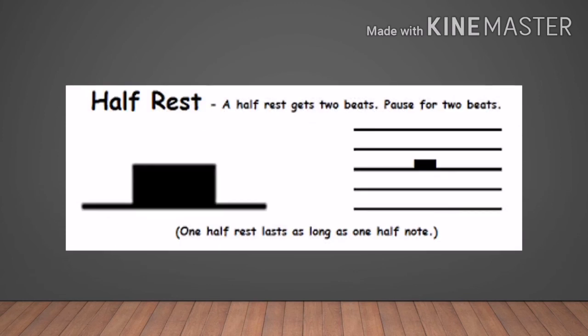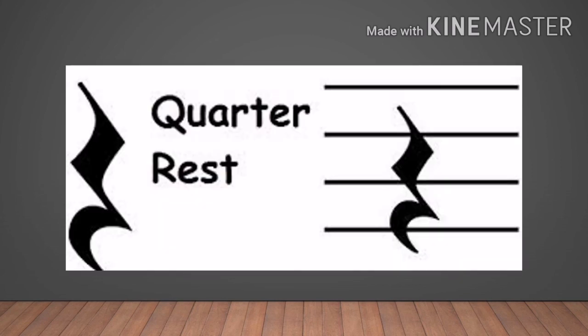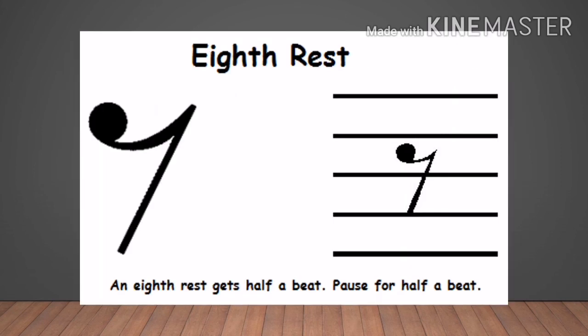This is a half rest. A half rest looks similar to the whole rest except the box is now placed above the line in a staff. It looks like a hat. A half rest gets 2 counts, meaning we pause for 2 counts. A quarter rest takes the same amount of time and space as a quarter note. It has 1 count rest or a 1 beat pause. And an eighth rest gets half count rest or pause.